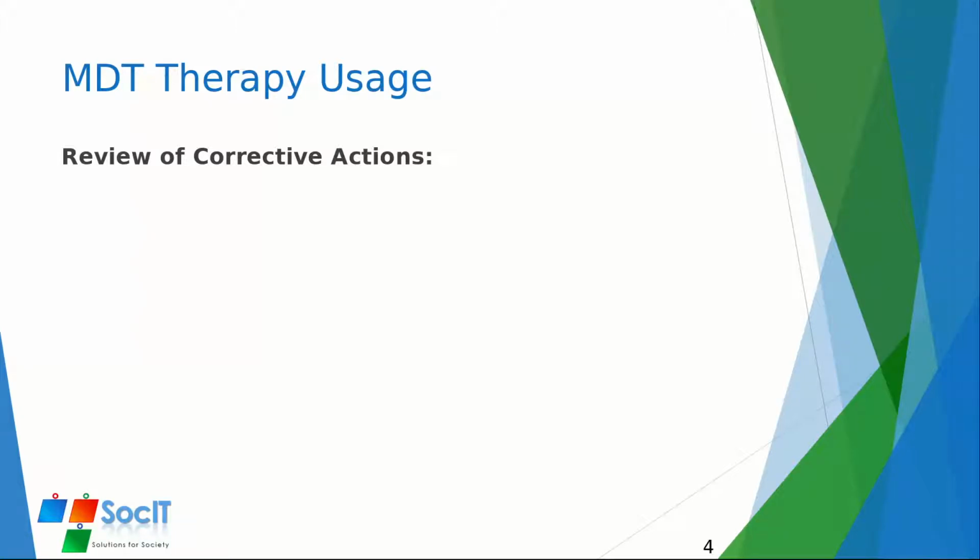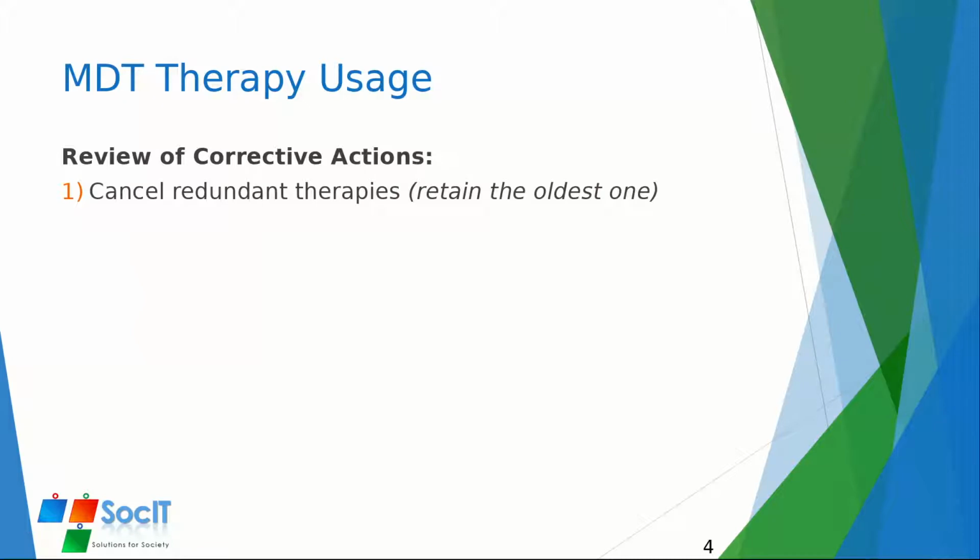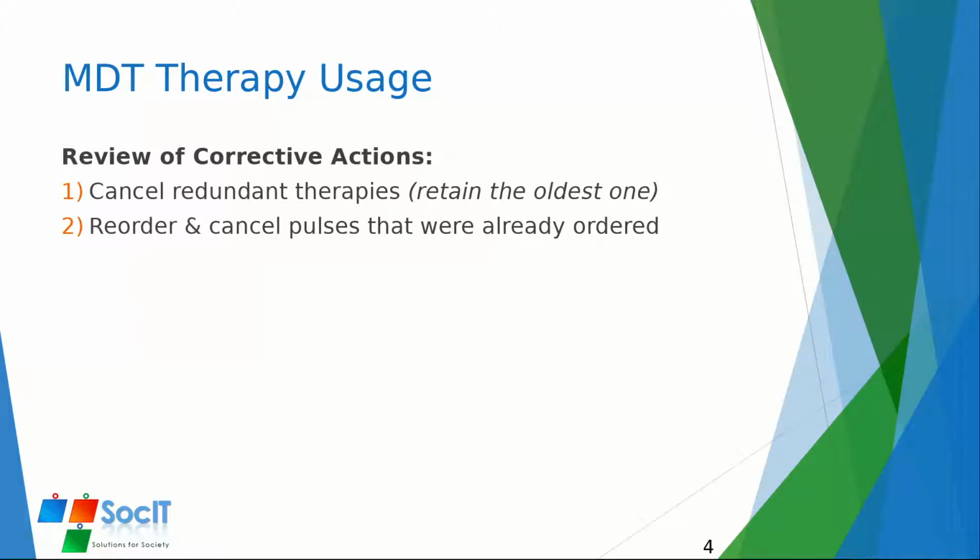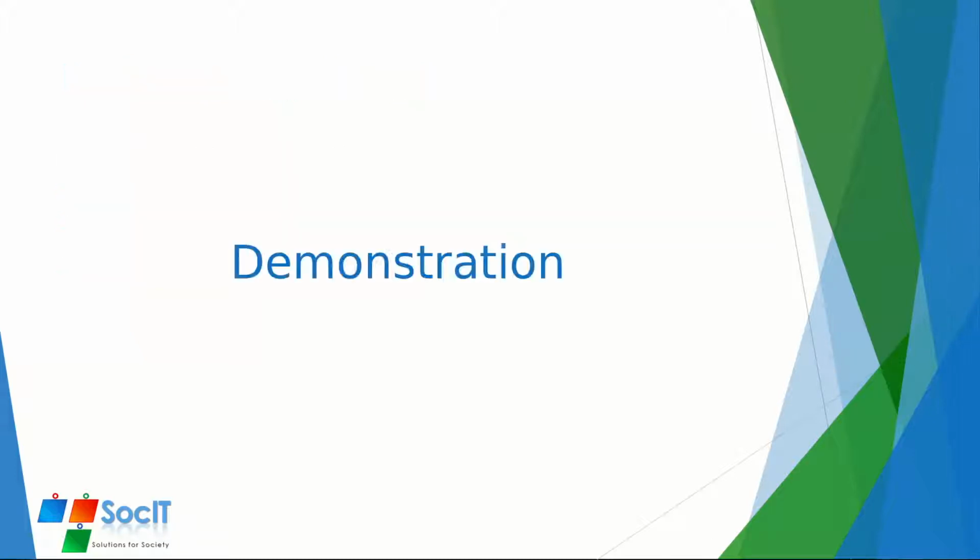Essentially, there are three steps. One is to cancel the redundant therapies. Two is to reorder and cancel pulses that were already ordered in the system. And three, we go back and update the compliance meter. So let's just get back to the system and take a look at how this is to be accomplished.